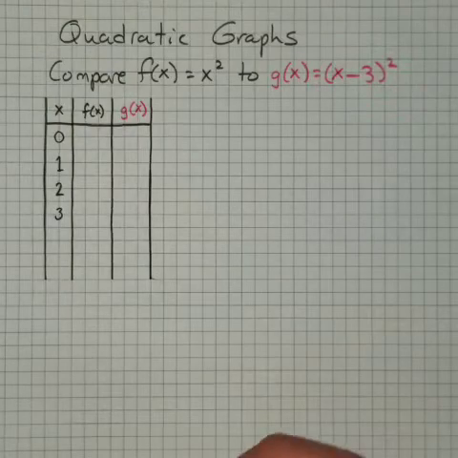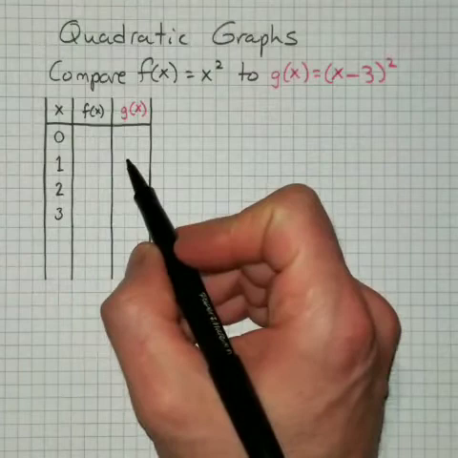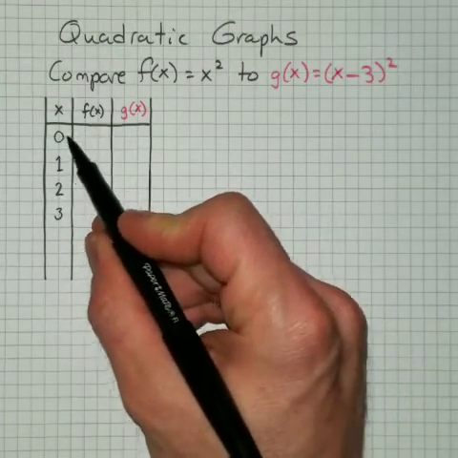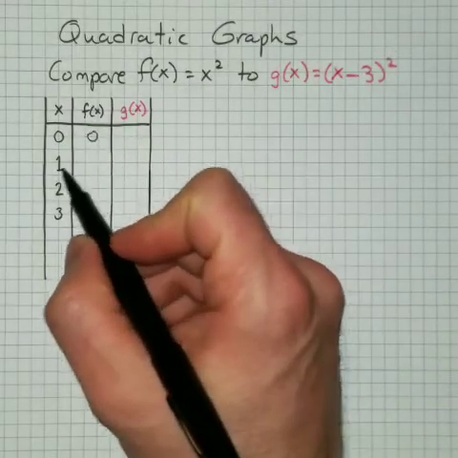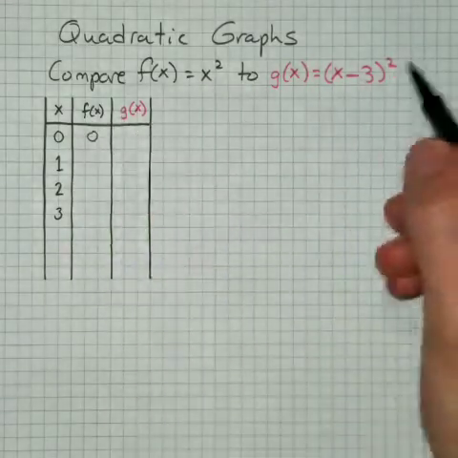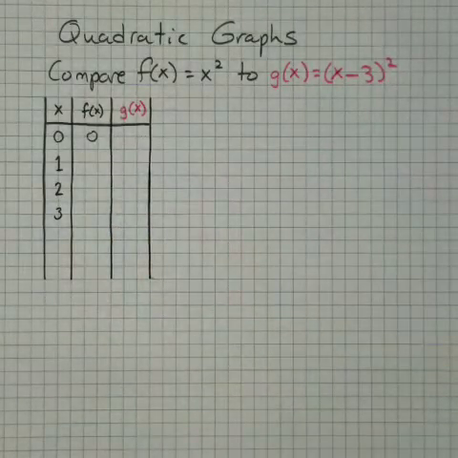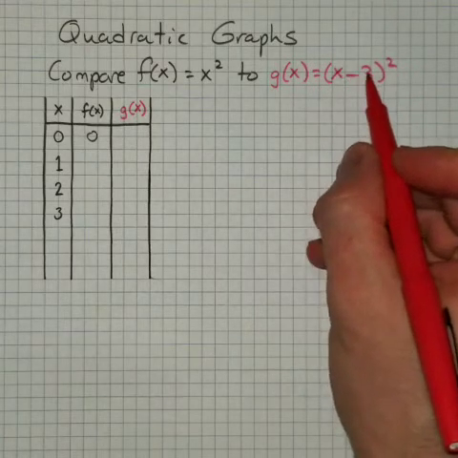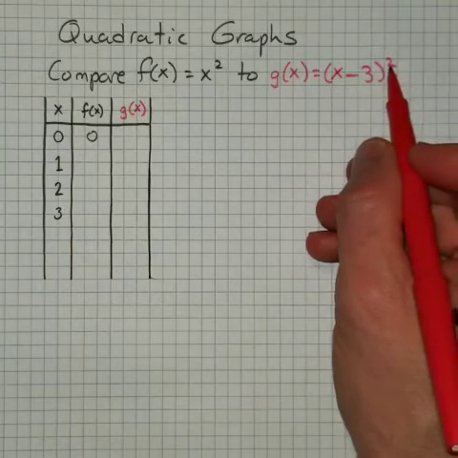Okay, so I'm going to go through an xy table again, just like we did in the last example. I'm going to substitute 0 in for the x squared. I'm going to get 0. However, if I substitute that same 0 in for the g of x, we're going to get 0 minus 3, which is negative 3. Square negative 3, you're going to get 9.